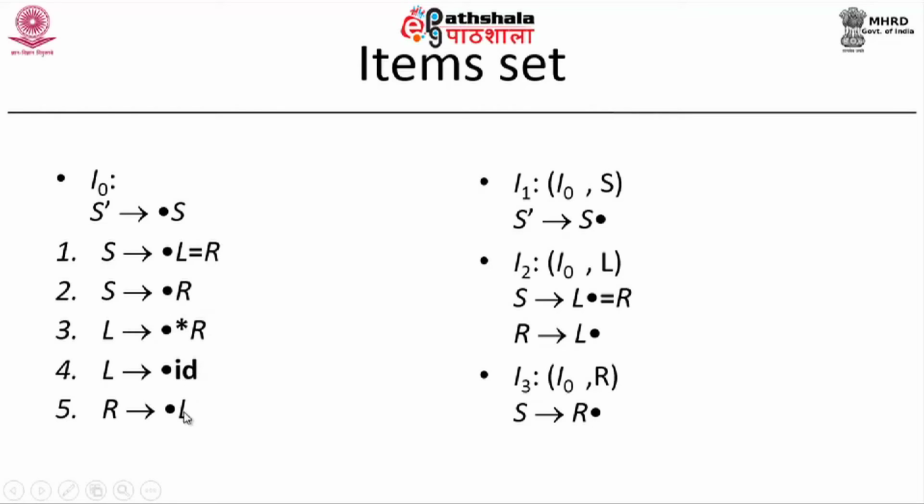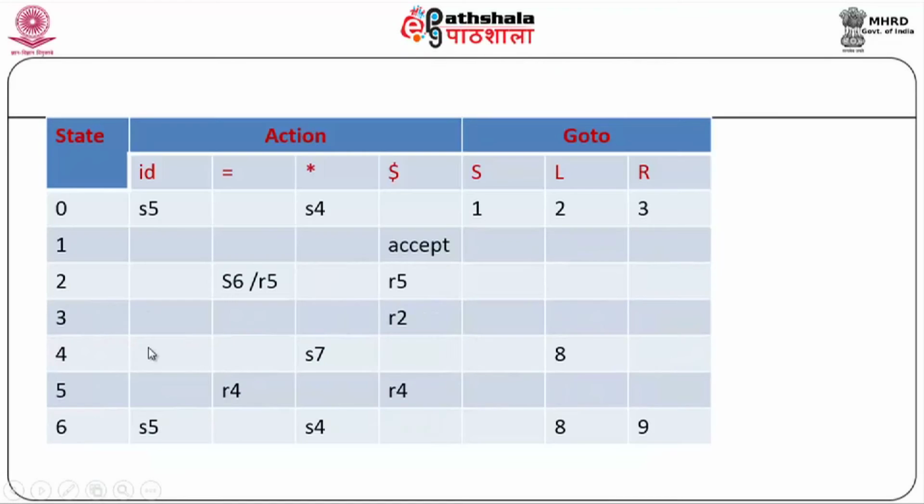So, R produces dot L is there. This will say follow of L will contain follow of R. So, which has got also a equal to dollar is available here also. Now, look at this I2. So, I should look at the follow of R which happens to be equal to and dollar. So, the intersection of 2 and equal to and 2 and dollar, I need to say reduce it by the R fifth production, which is R produces L.